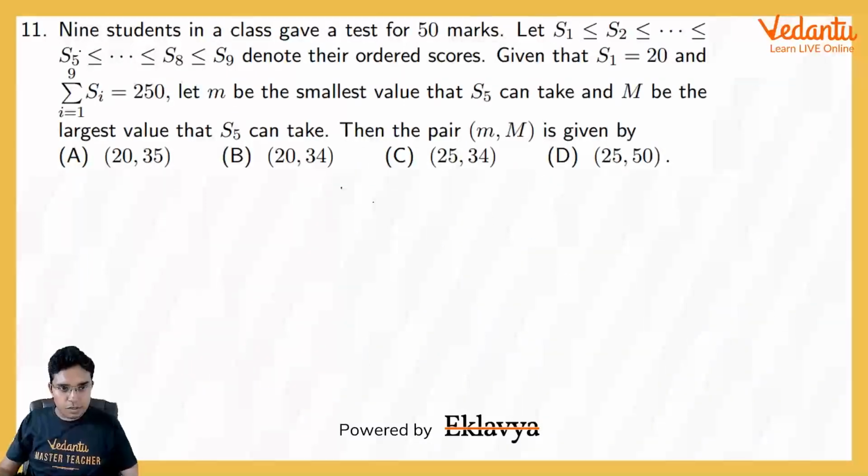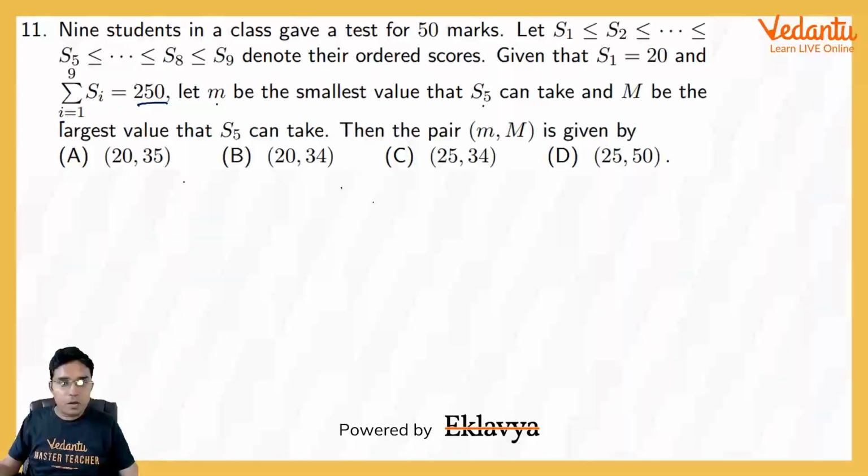Coming to this question, it says 9 students in a class gave a test for 50 marks. Let S1 less than S2 and so on less than S8, S9 denote their ordered scores. Given that S1 is 20 and sum of all the scores is 250. Small m is the smallest value that S5 can take, and capital M is the largest value that S5 can take. Then the pair (m, M) is given by.